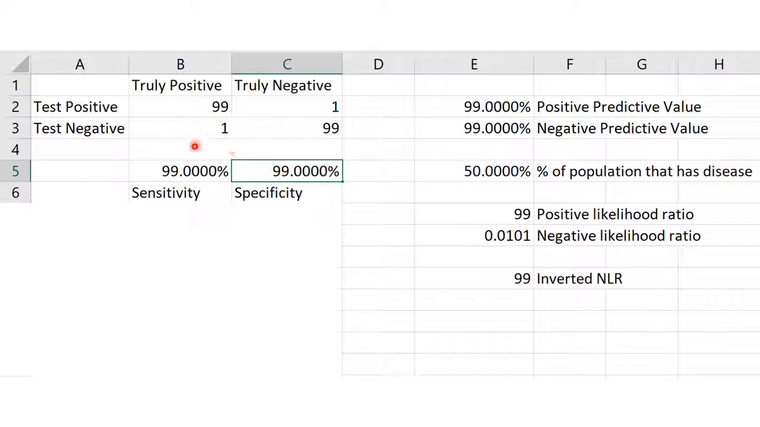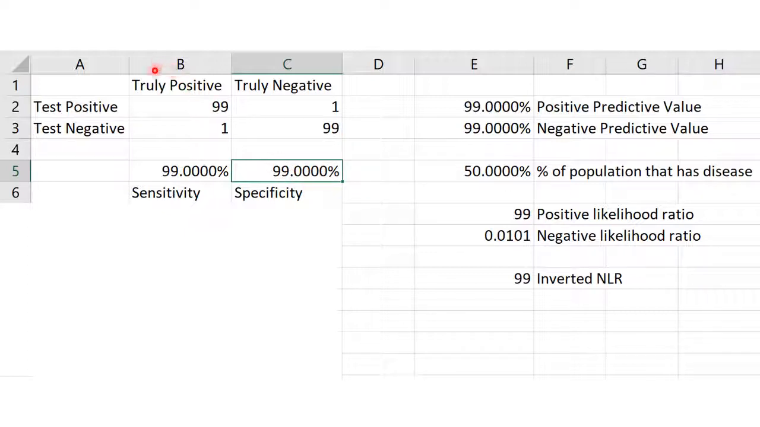The negative is very similar. It's what are the odds that if you truly have the disease, it'll say negative, and so that's kind of the opposite of the sensitivity, 1 or 100% minus your sensitivity, divided by if you truly do not have the disease, what are the chances that your test came back negative? And so that really is just your specificity.